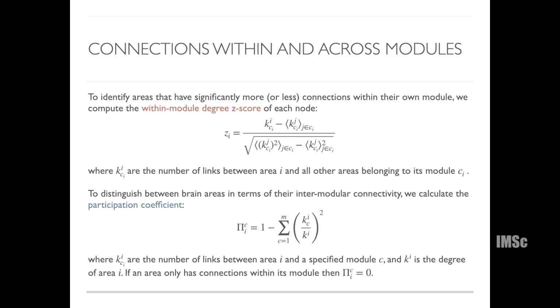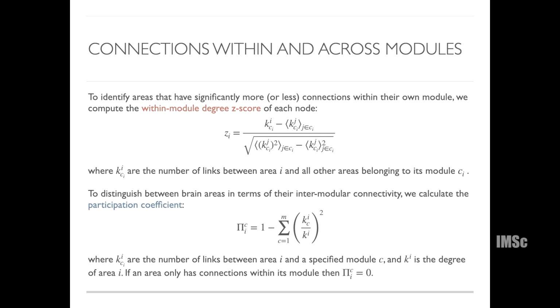So basically the way it's defined is as follows. You subtract this quantity, where k_iC is the number of links between a node i and any node in some specified module C, right? So the sum is taken over all the modules.